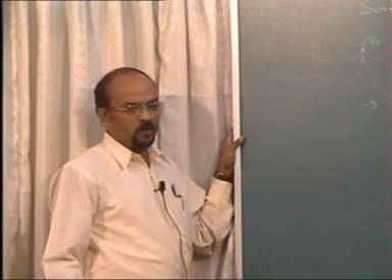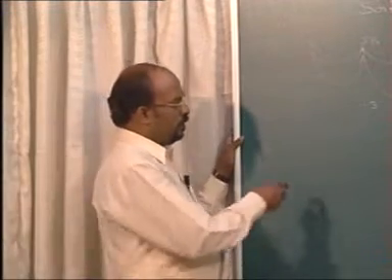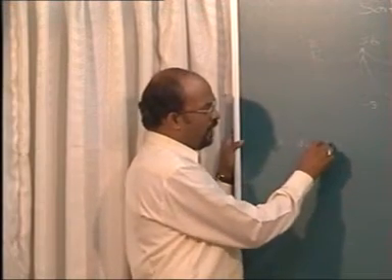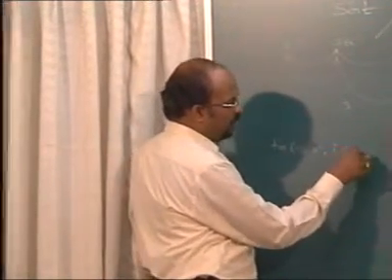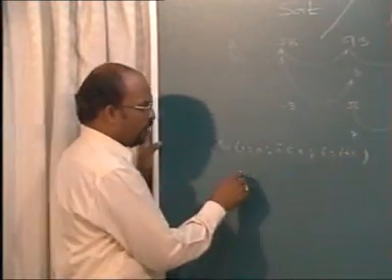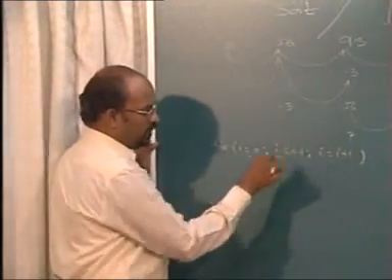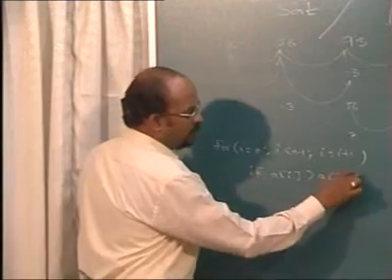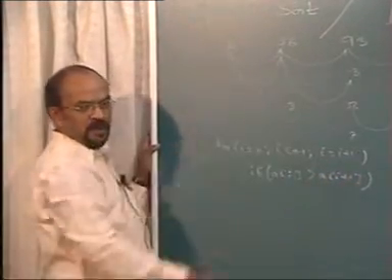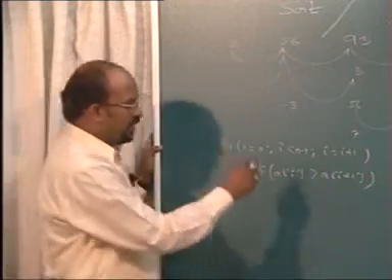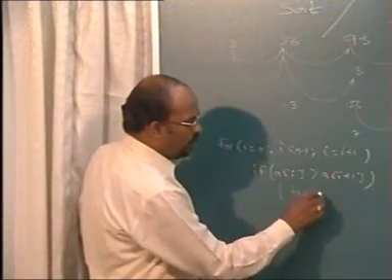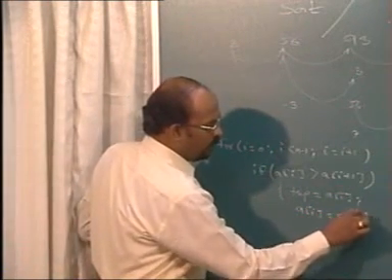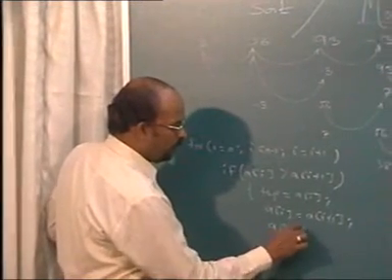Okay, how to write code for it? It will be for i equal to 0, i less than n, i equal to i plus 1. i less than n minus 1 चाहिए इसमें. If a of i is greater than a of i plus 1, every number should be less than the next number. If it is greater, we should swap. Temp equal to a of i, a of i equal to a of i plus 1, a of i plus 1 equal to temp.